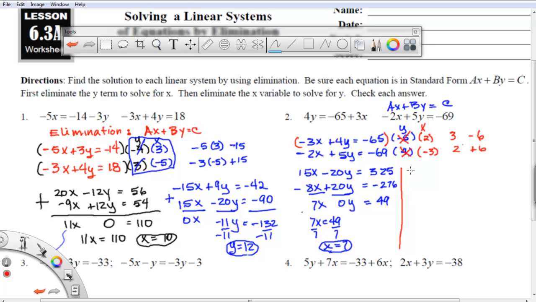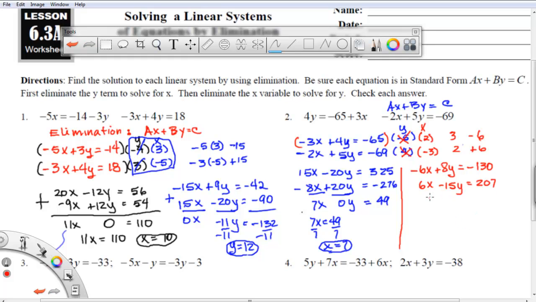So 2 times a negative 3 is a negative 6x. 2 times 4 is a positive 8y. And then 2 times a negative 65 is a negative 130. Now negative 3 times a negative 2 is 6x, so there's where our x is going to drop out. And a negative 3 times 5 is a negative 15y. And then a negative 3 times a negative 69 is 207.